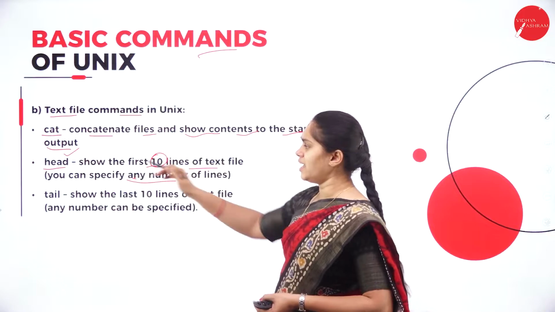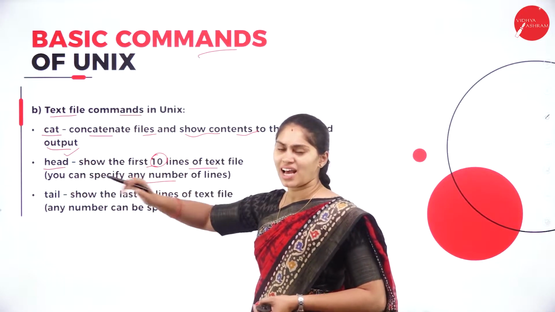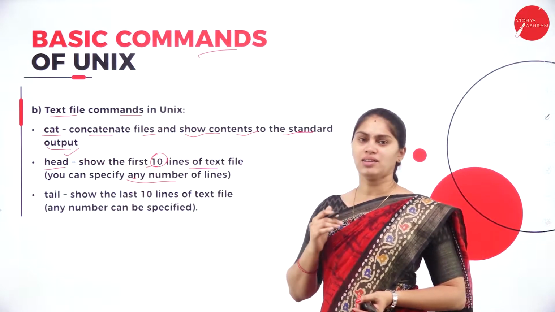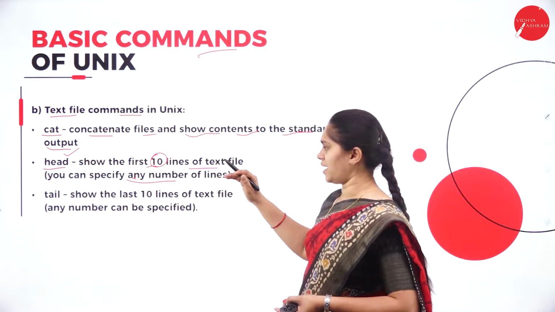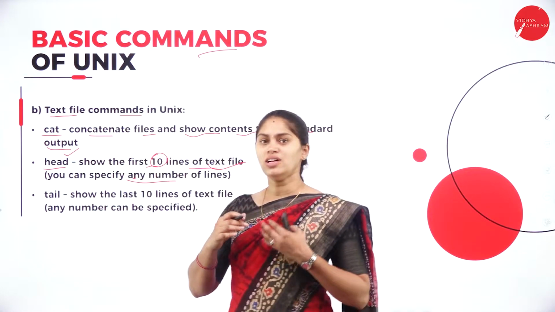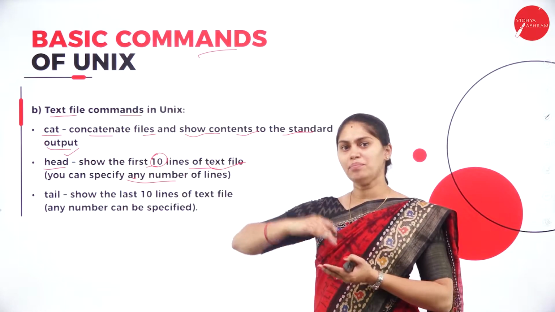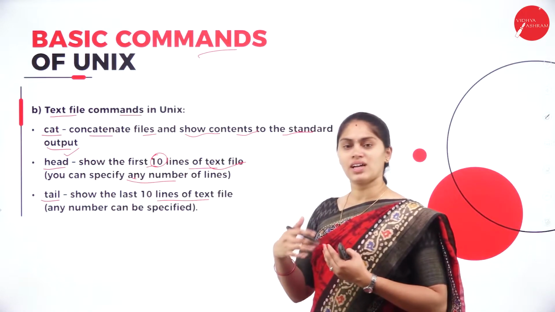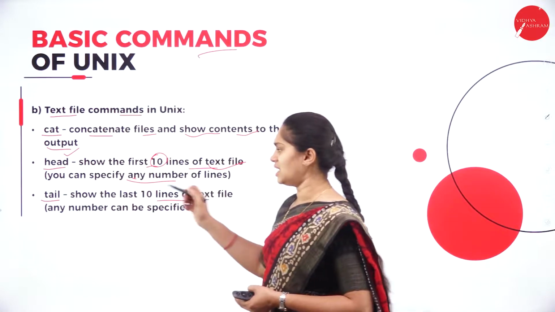For example, if I give a parameter to head as 5, then up to 5 lines of a text file will be displayed. Same thing if I want to show the content from the backwards. If you want to show the last lines of a text file, then you can use tail.